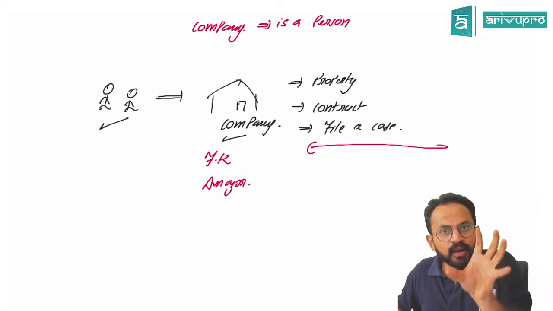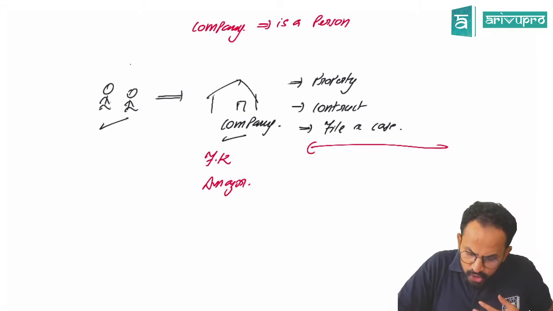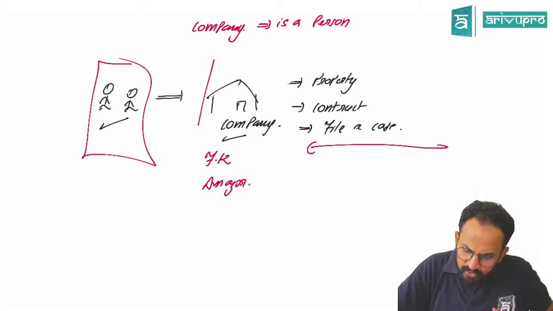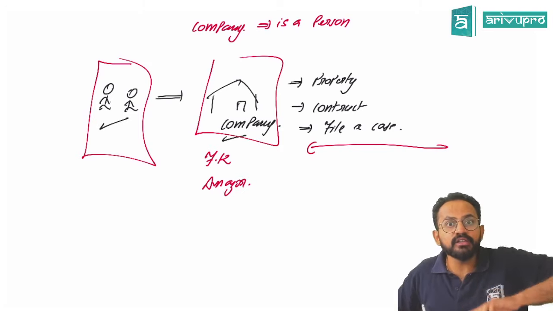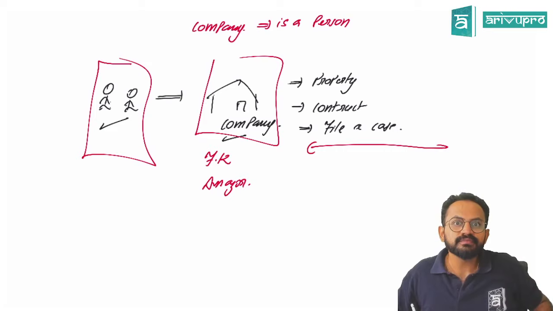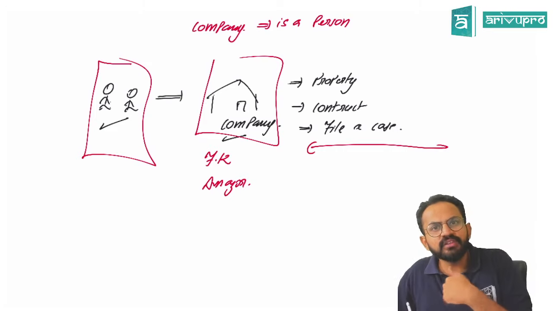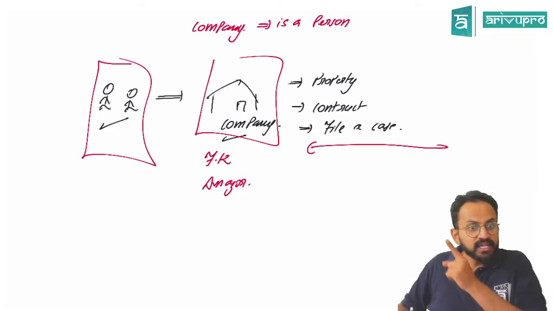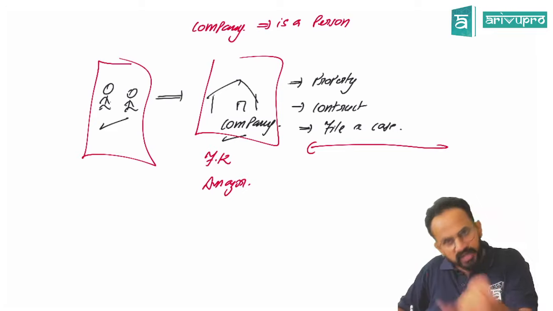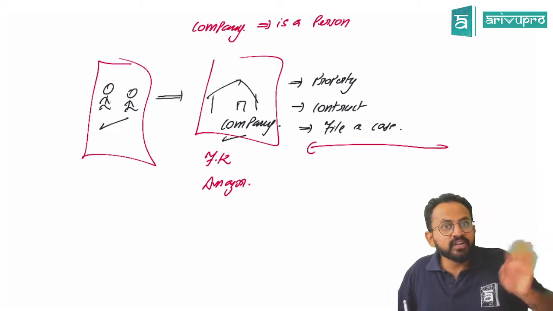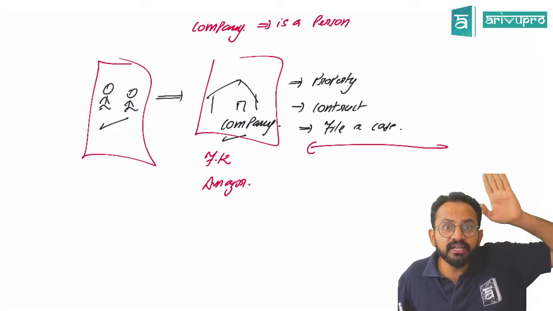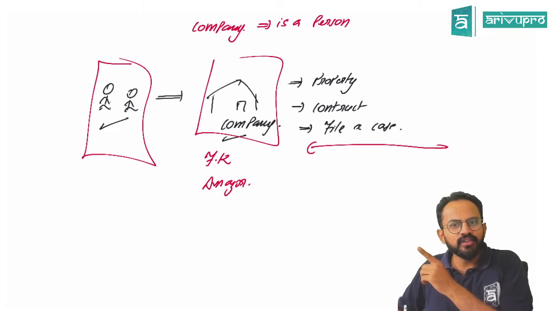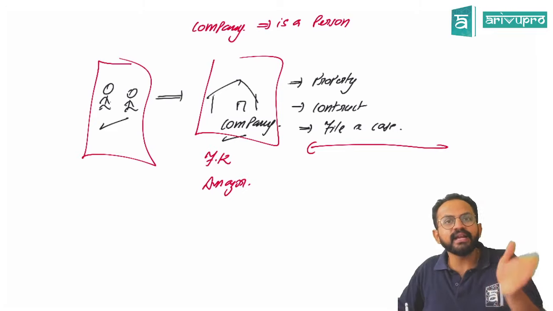The moment a company is started, people, shareholders are different. The company is different. People, this was not the case with partnership. Whatever is the partnership's property, that is the partners' property only. But here that is not the case. Company's property is company's property only. It doesn't become the shareholder's property until winding up. So company is a separate legal entity.